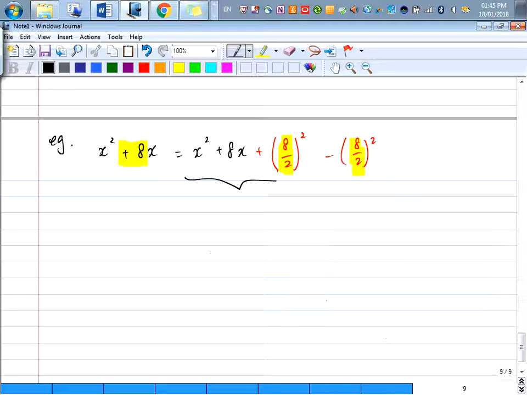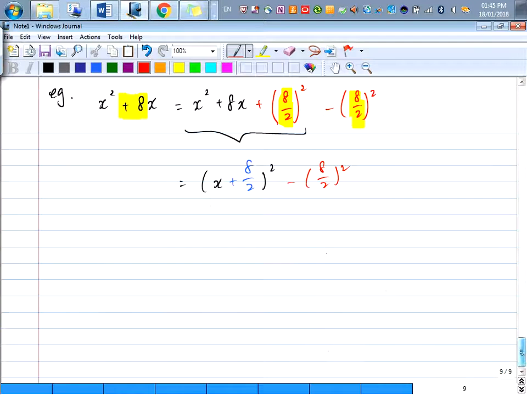This is a complete square. And I'll get x, I use blue color, plus 8 over 2 squared and minus 8 over 2 squared. Now, we don't leave our answers like this. We need to evaluate further. So my answer will be x plus 4 squared minus 16. Okay?